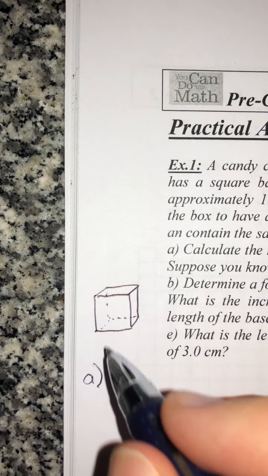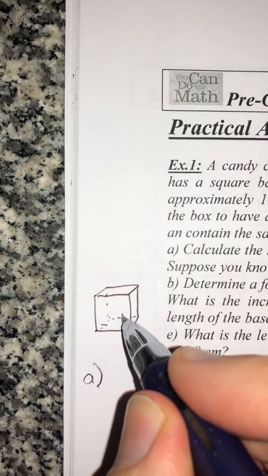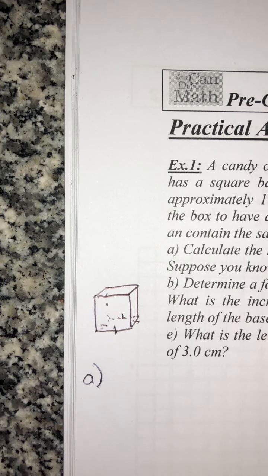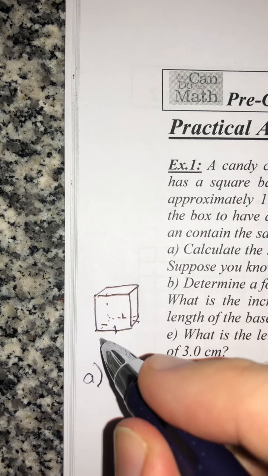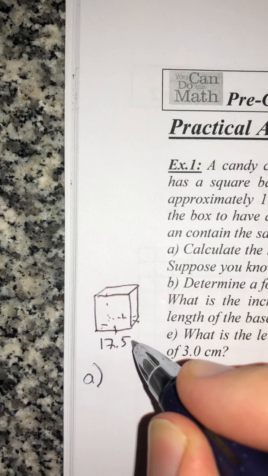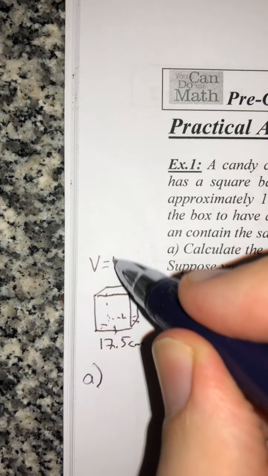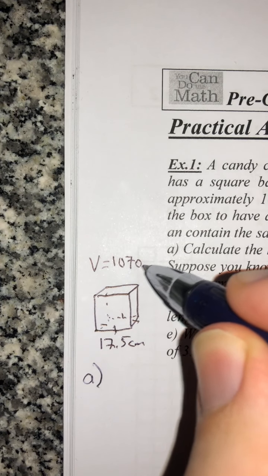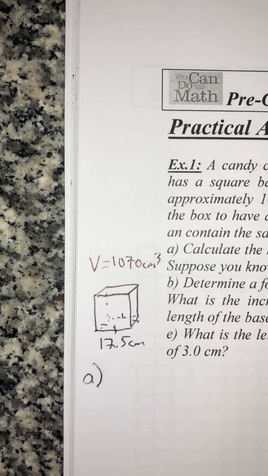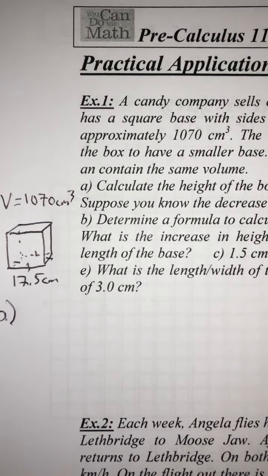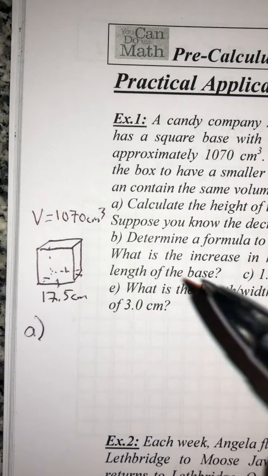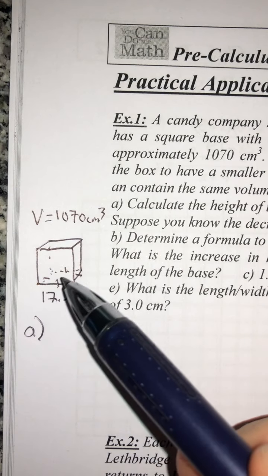So here we go. So the base of the box, these are all the same length. You're told that originally they're 17.5 centimeters. And you have that your volume is going to be 1,070 centimeters cubed. So the first thing we want to do is, what is the height of the box originally? Hopefully you know the volume of a box. The volume is just the length times width times height.